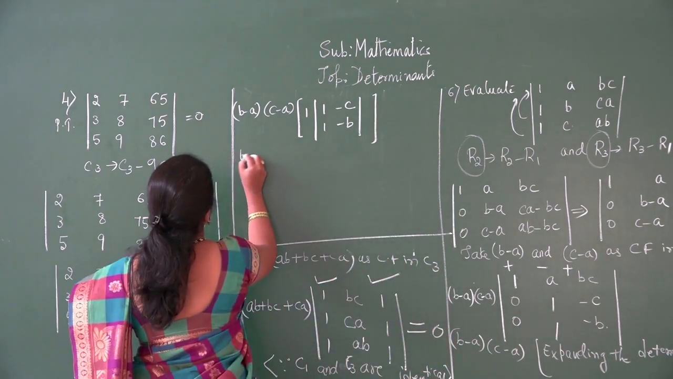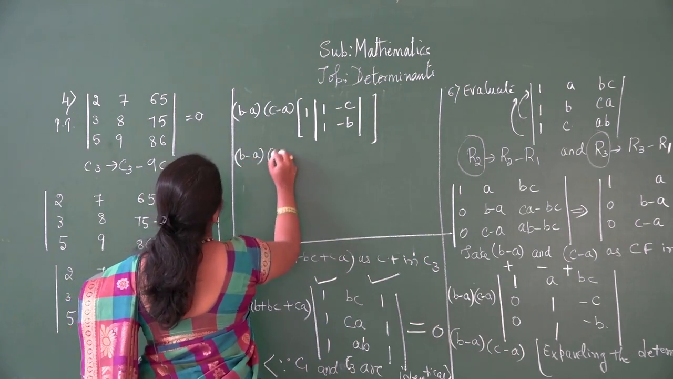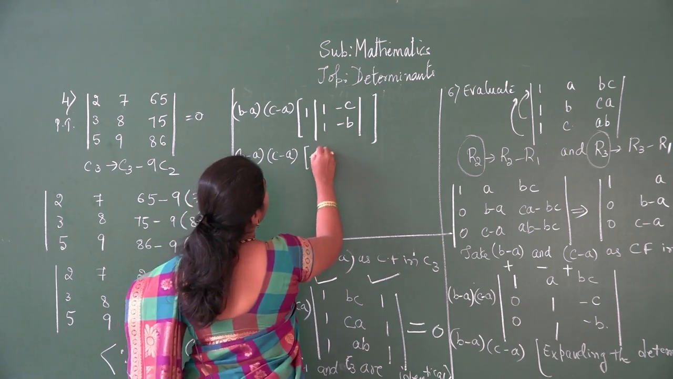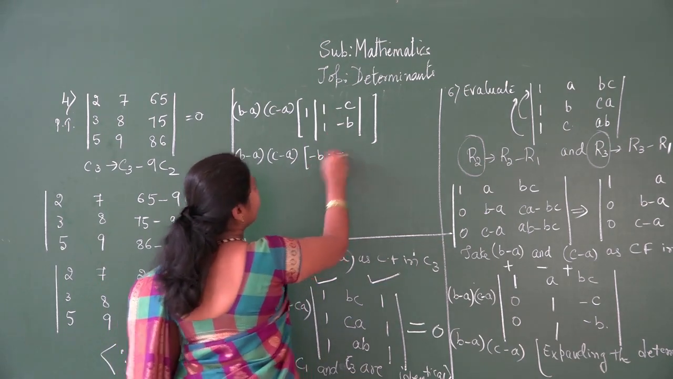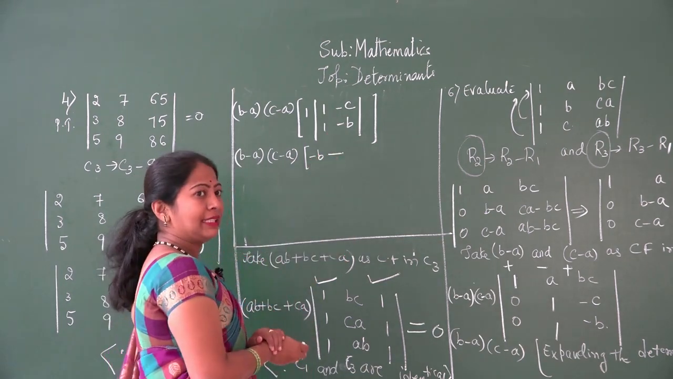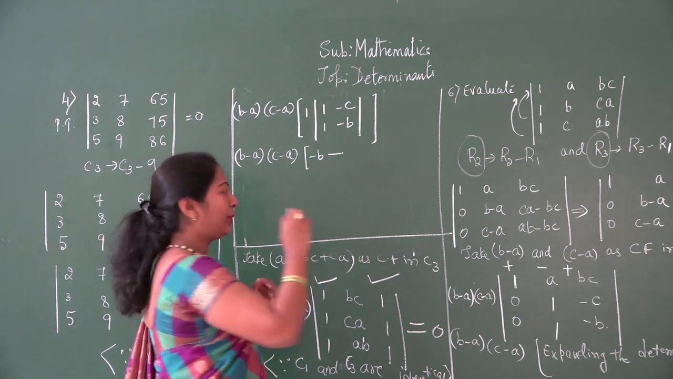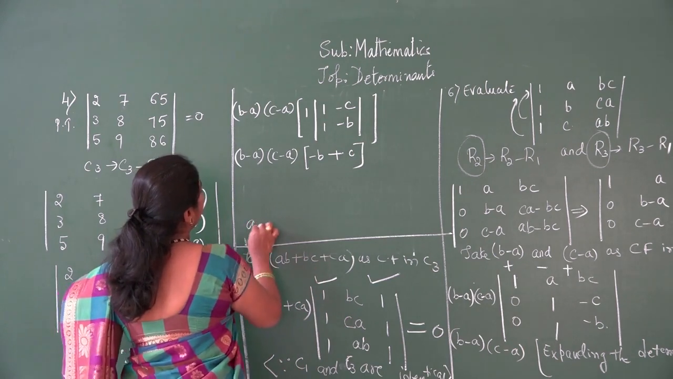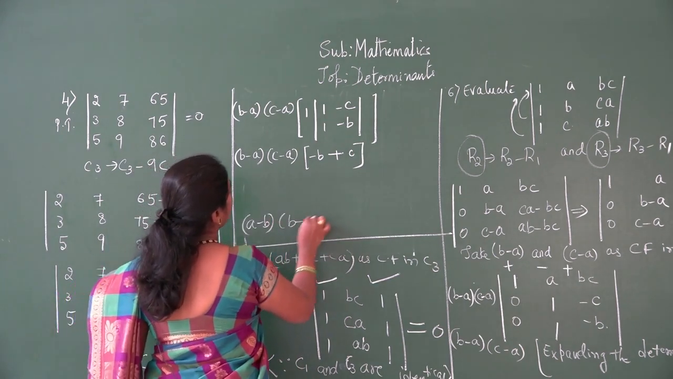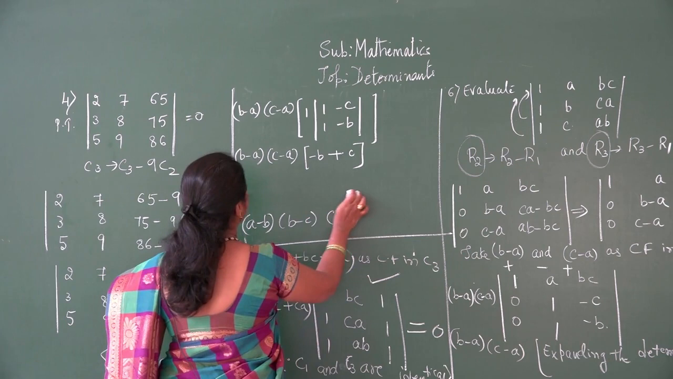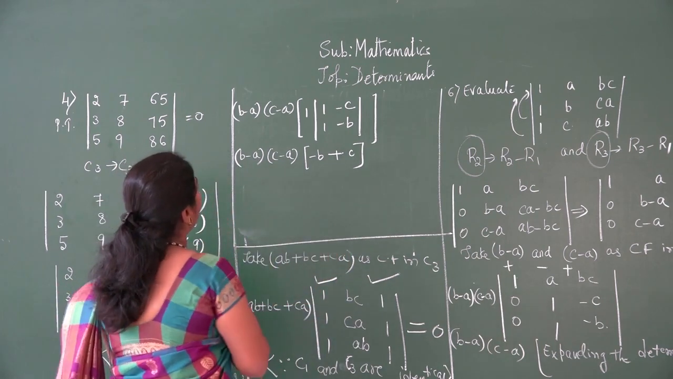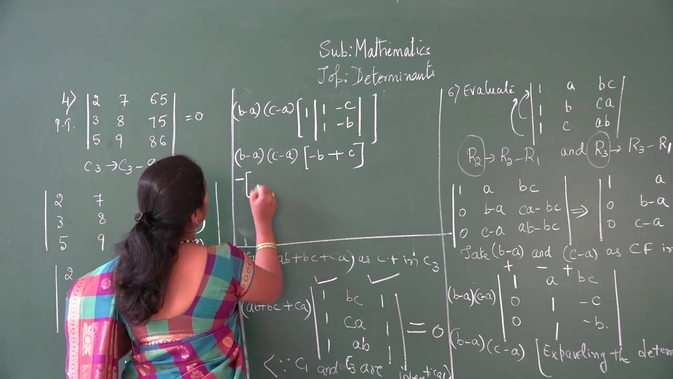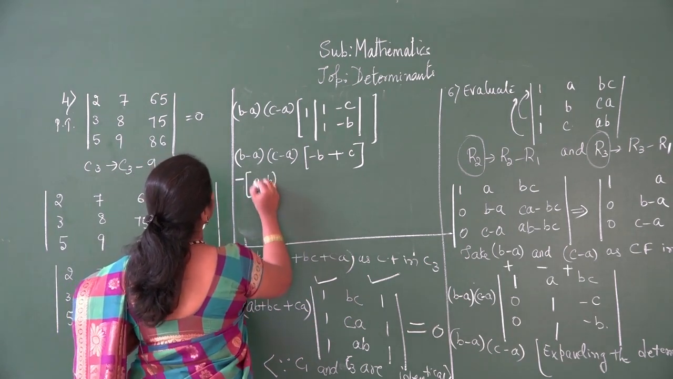So this can be written as B minus A, C minus A. When you expand 1 into minus B minus C, the formula is with minus sign. 1 into minus C will be minus C, minus into minus will be plus. What are we supposed to prove? A minus B, B minus C, sorry, what is left out now? Suppose I take minus as common here. What is left out? A minus B.